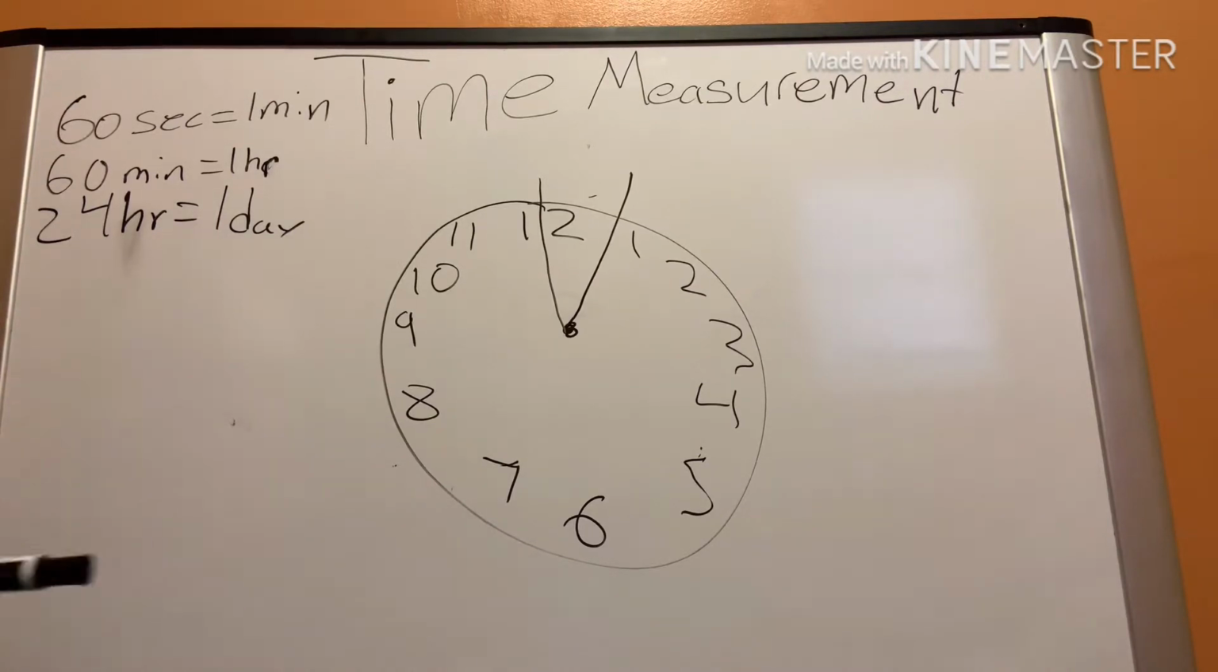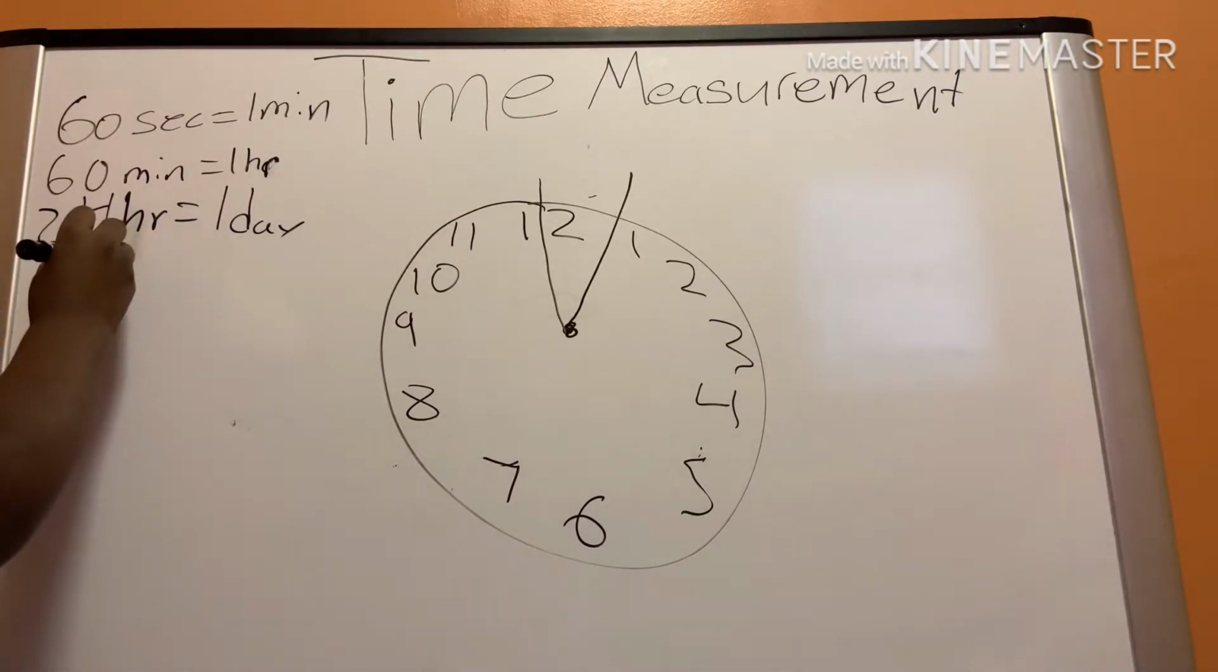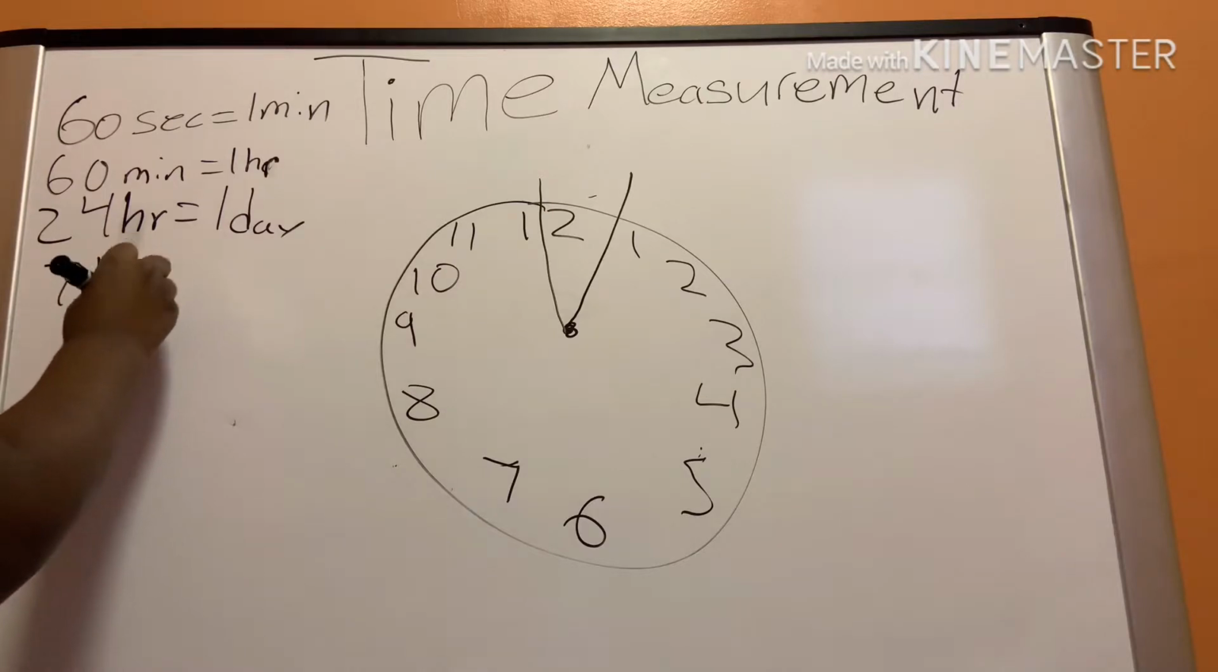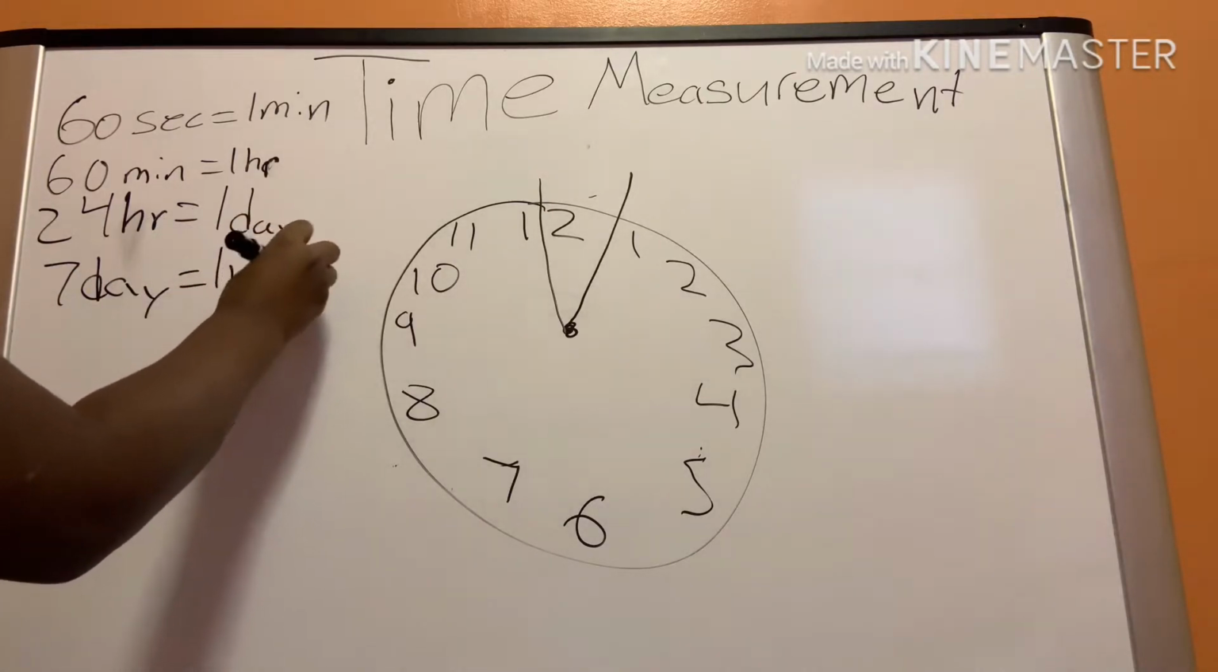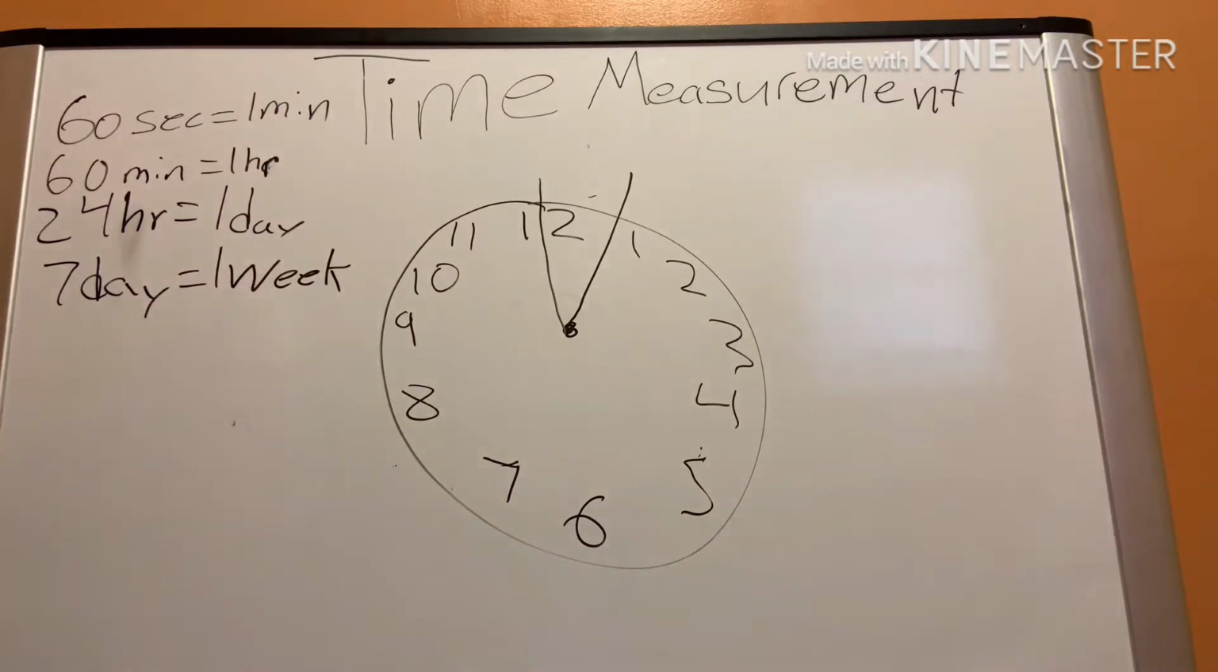So now, like I said, for every 7 days, there's a week. You have 1 week. Now this isn't perfectly accurate, but this is around what it would be.